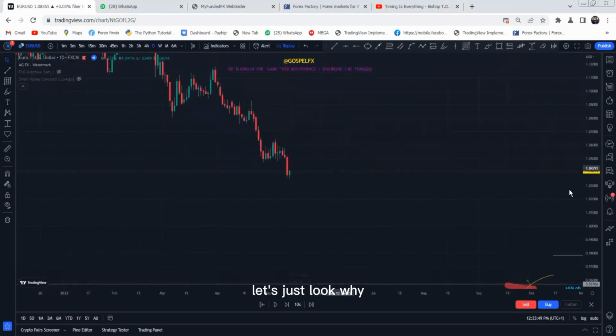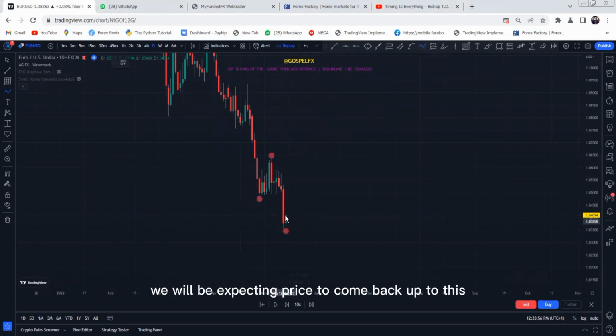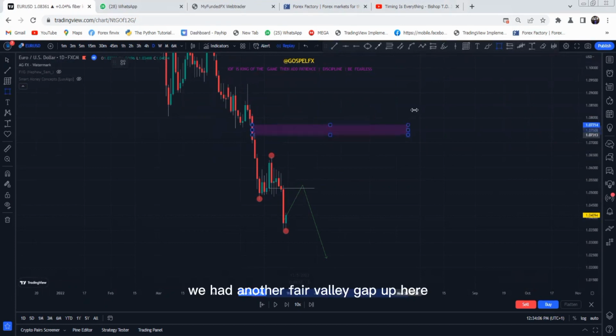Let's just look at why we had this here. This is a lower high, this is a lower low, right? And this is another lower low. So structure-wise, we'll be expecting price to come back up to this bearish order block here and we sell from there, right? But what happened? We had a fair value gap up here. We had another fair value gap up here, but this is not my interest for now.